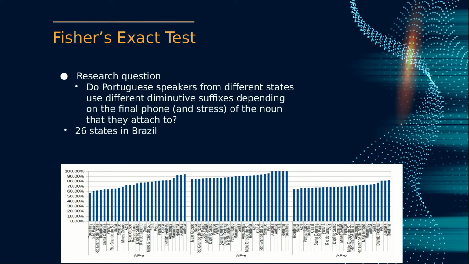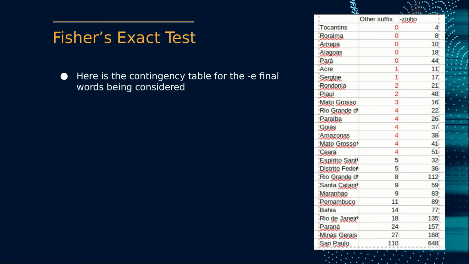My research question was whether Portuguese speakers from different states use a different diminutive suffix depending on the final phone and stress of the noun that they attach to. Well, there are 26 states in Brazil, and that entails a large contingency table. Let's look at words with antepenult stress that end in E. Here's what the contingency table for the E final words being considered looks like.